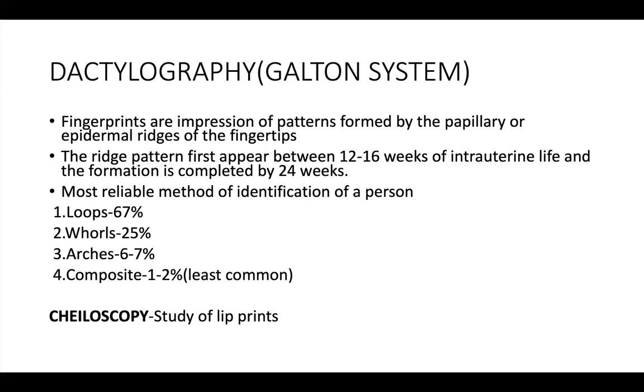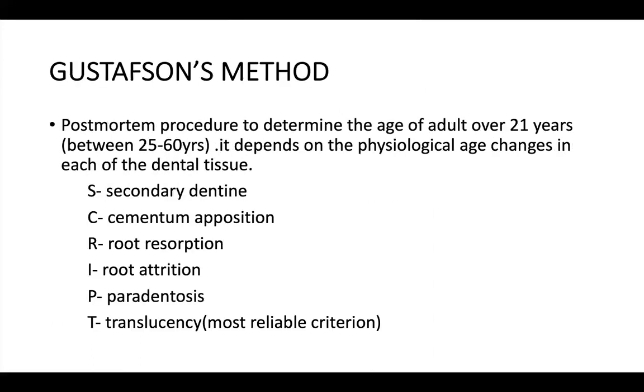The commonest type of fingerprint is loops, which is 67%, and the least common is composite, 1 to 2%. That also you need to understand. And the thing you need to remember is, the most reliable method of identification of a person is the Galton method or dactylography. Galton means fingerprint study, and Gustafson means physiological changes happening in dental tissue, which determines the age. Okay.